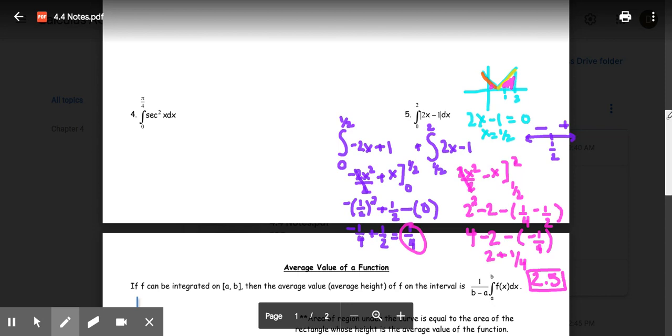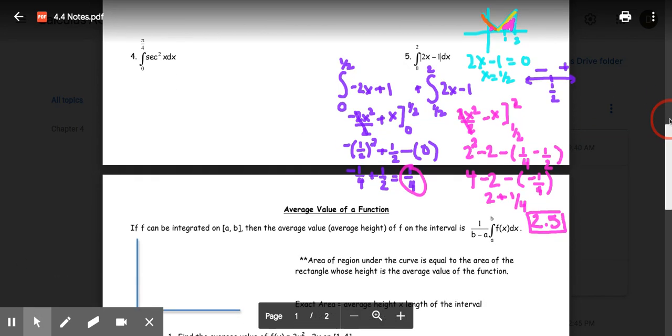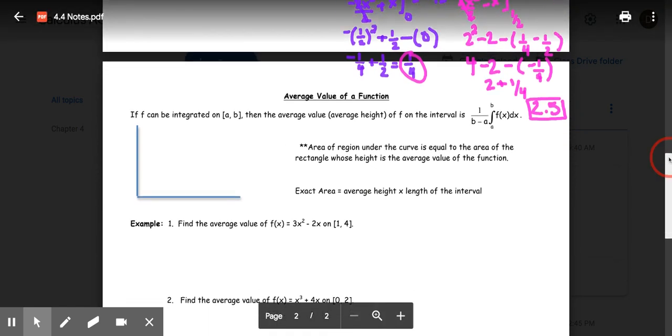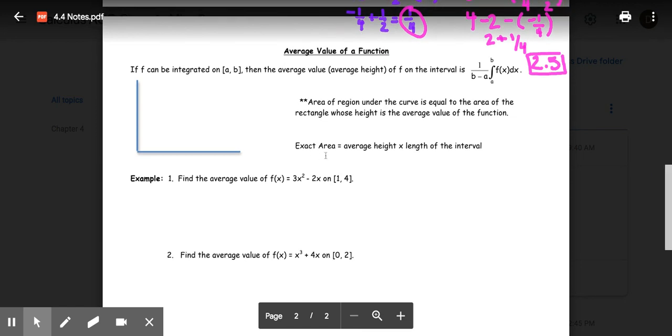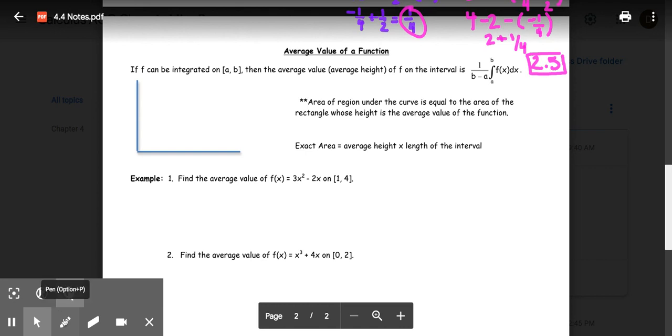Okay. I'm going to move this down. Okay, the average value of a function. This is pretty simple. Average value of a function. So basically, you're finding the average height of a function.